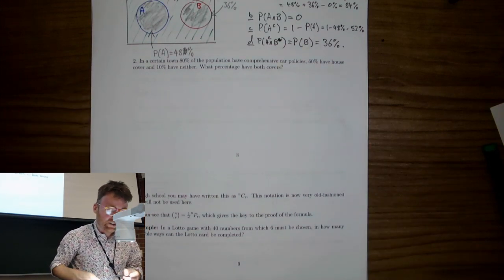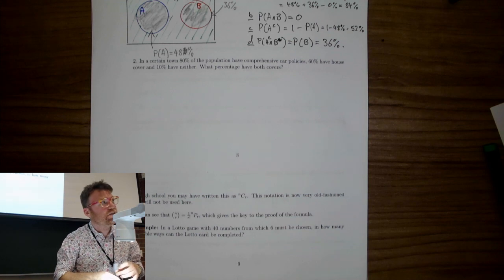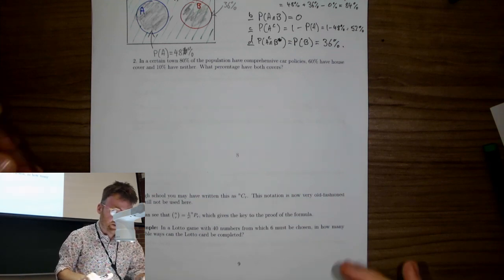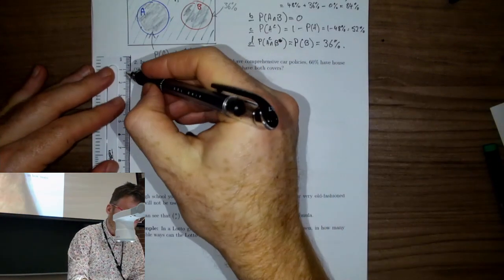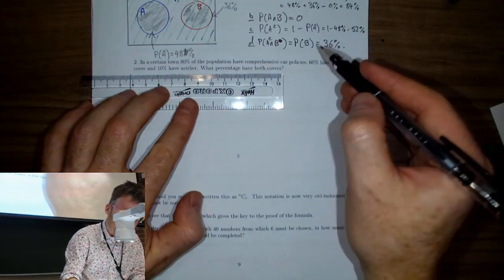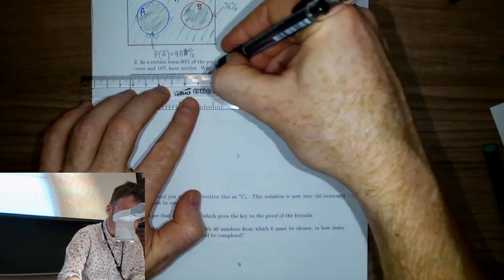Suppose we have a certain town where 80% of the population have comprehensive car policies. 60% have house cover and 10% have neither.